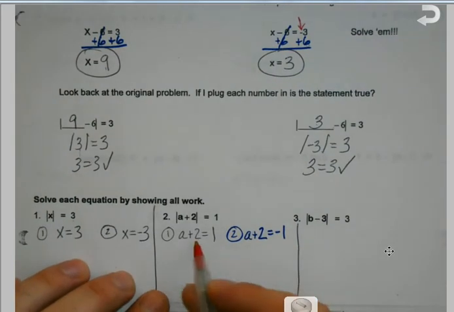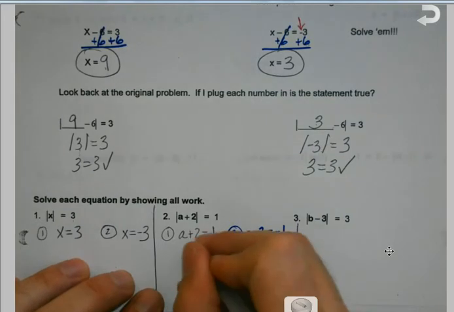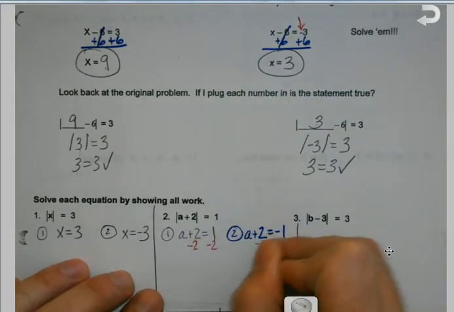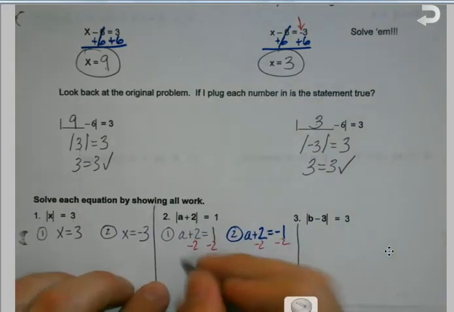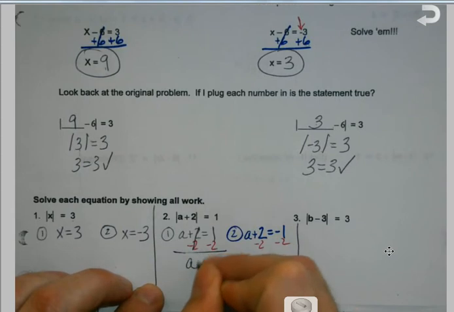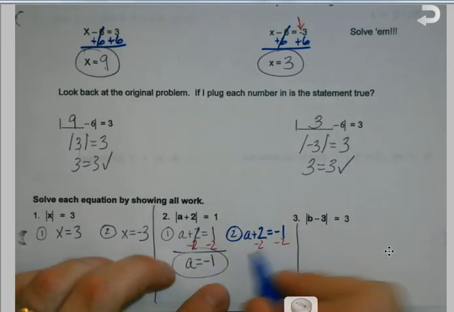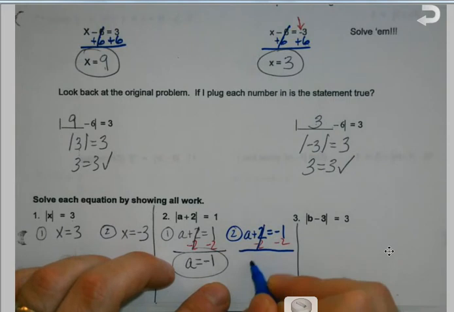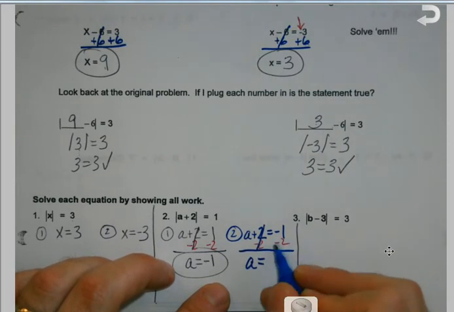So what's my one step in each of these to get a by itself? Minus 2. I'll just do them both at once. So 1 minus 2 is negative 1. Ooh, negative. I owe somebody $1 and now I borrow 2 more. Now I owe him 3.